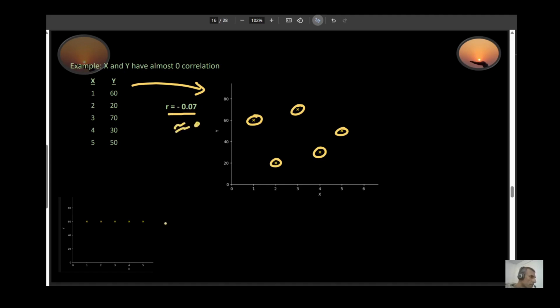In this particular instance right here, you can see that as your x is increasing, your y, on the other hand, is not changing at all. Your y is over here, here, here, here. So in this case, your r is going to be exactly equal to 0 because there is no change in your y.